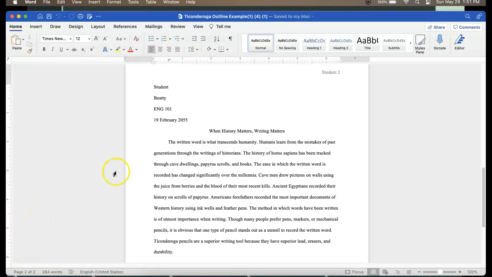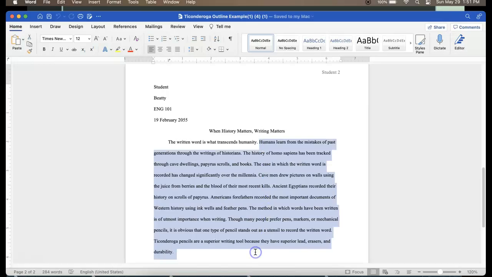So first, what I want you to notice is that I have a header up here in the upper right-hand corner. The header should be your last name and the page number. Instructions on how to do that are in week 1, in the MLA format video. And then we have an MLA heading. So we have student name, teacher name, class name, and date. And then we have our title for our essay. So, when history matters, writing matters. And then we have our introduction paragraph.